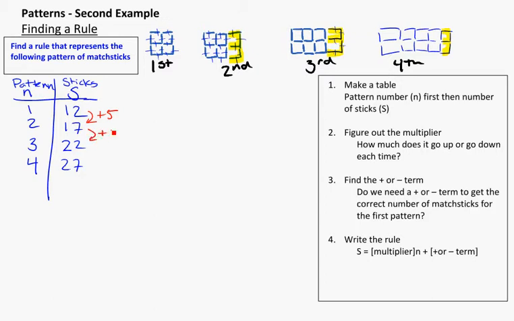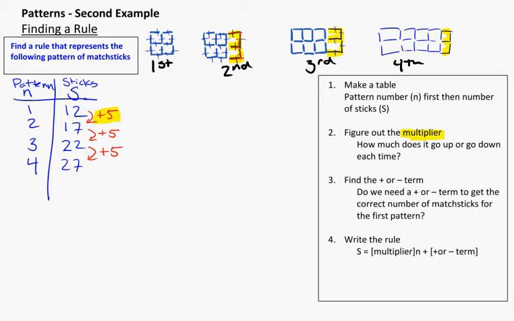So again in the table you can see here, each time I'm going up by 5s, from 12 to 17, from 17 to 22, from 22 to 27, each time plussing by 5, because that's how many new matchsticks need to get added on each time I increase the pattern size. So that, again, is what we call our multiplier. That's how much it goes up or down each time. We notice that it's a plus 5 every single time. So that's the first part of our rule that we've found.